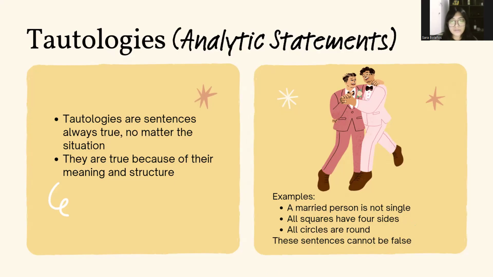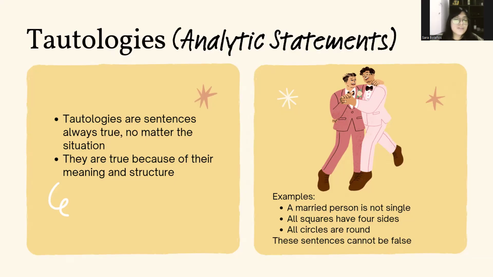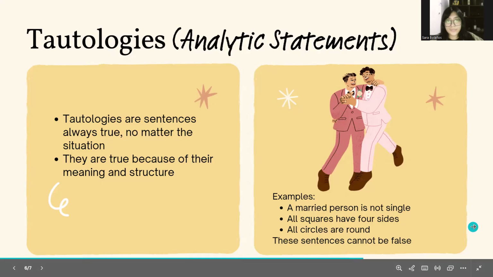Similarly, all squares are round. It is true by definition. Tautologies don't give us information about the world, but they show us how the meaning of words and the meaning of their parts work. Tautologies are logically true. They don't depend on reality.